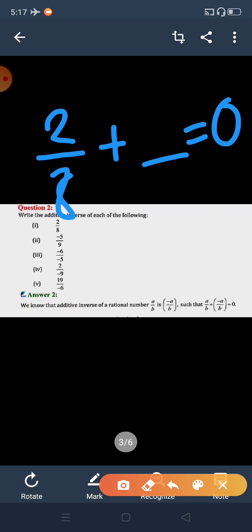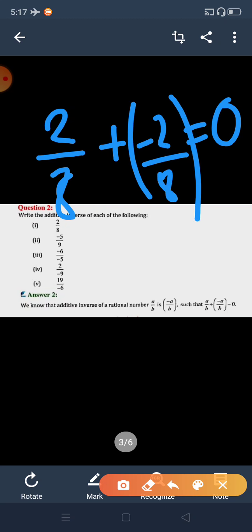We have to make the sum equal to 0. So in the first part you are given 2 by 8 and you have to add something here and you want to get the answer 0. So we can add minus 2 by 8. I have told you that to find the additive inverse, simply change the sign of the given number. So here 2 by 8, the additive inverse is minus 2 by 8.